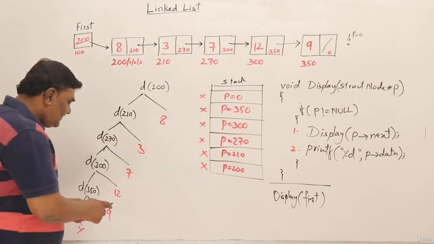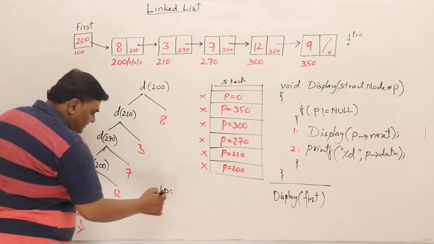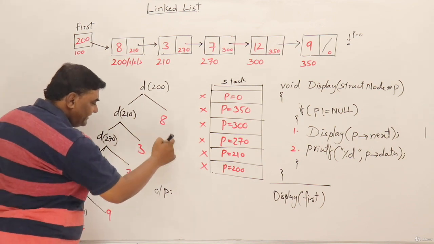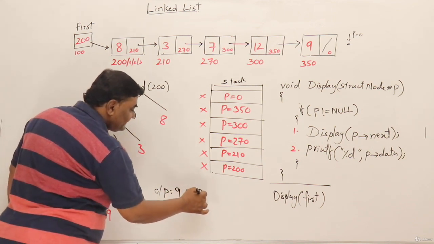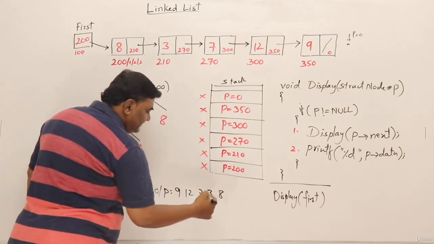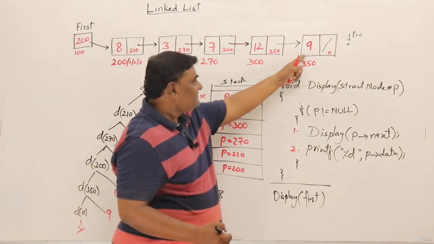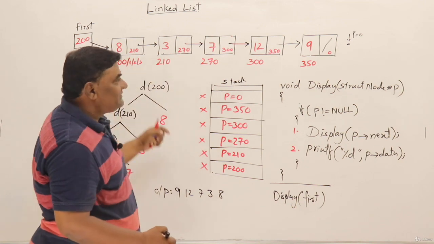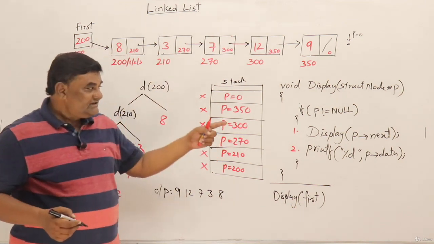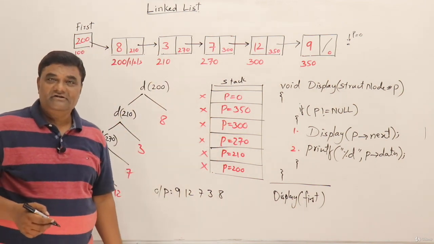So what is the output? Output is 912738. So these are the values printed. So these values are in reverse. 912738. Yes, it is displaying a linked list in reverse.